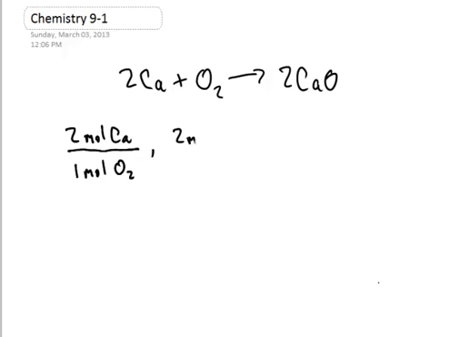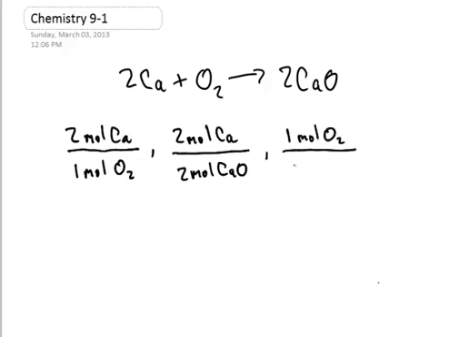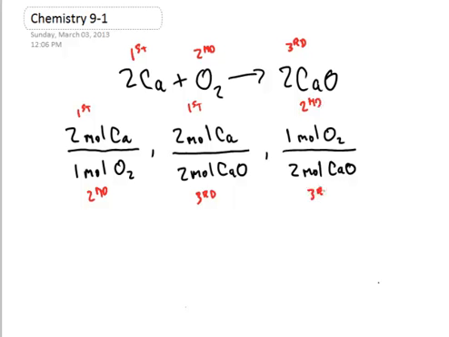We can also write 2 moles calcium to 2 moles of calcium oxide. We can also write 1 mole of oxygen to 2 moles calcium oxide. And you'll see what I've done here is I'm going to just label these first, second, and third elements in that reaction. In some reactions you'll have 4, but you'll notice I have first to second, first to third, second to third. So those are actually half of our possible ratios.